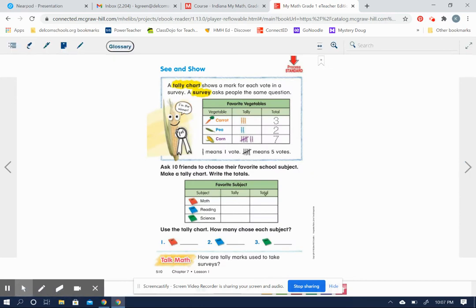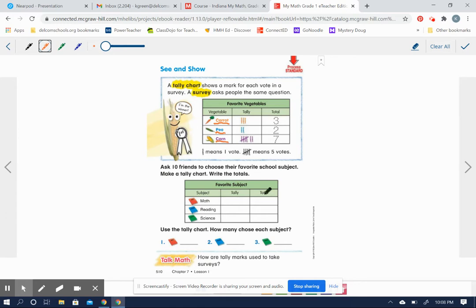Now we have a different tally chart. A tally chart, look how it's highlighted in yellow. That means it's important words. So these are vocabulary words that you will be tested on later. A tally chart shows a mark for each vote in a survey. A survey asks people the same question. And in this one, they ask, what is your favorite vegetable? Of the vegetables, they could choose between carrot, peas, or corn.